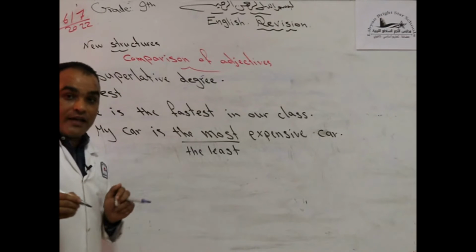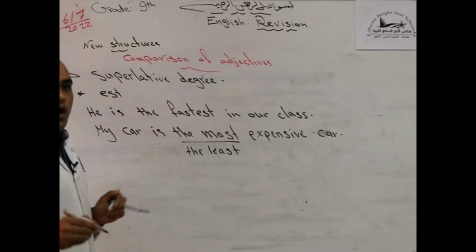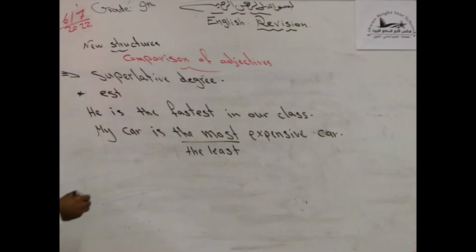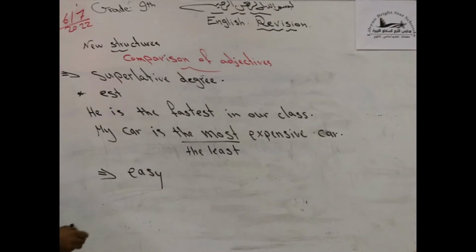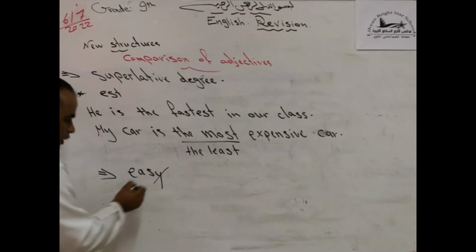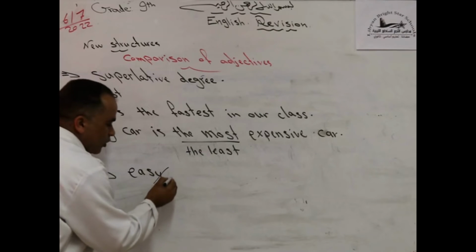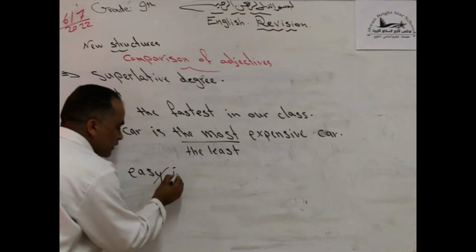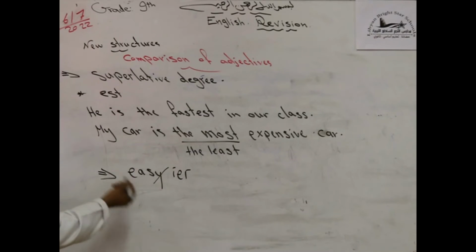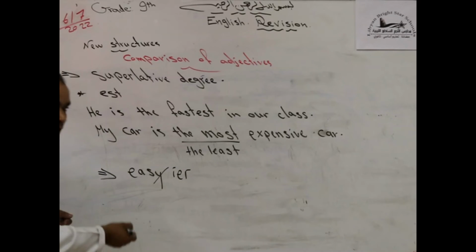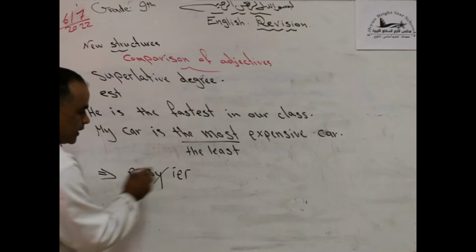Final, don't forget, final Y usually changes into I. For example, if we have an adjective such as easy, before adding ER, we must drop the letter Y and add IER. Final Y usually changes تحول الواي في النهاية إلى I. Easy, easier.